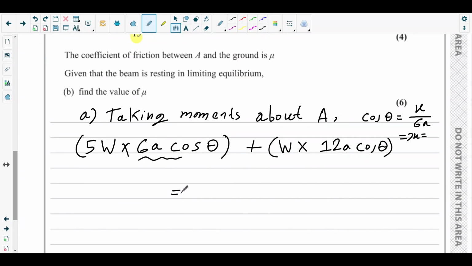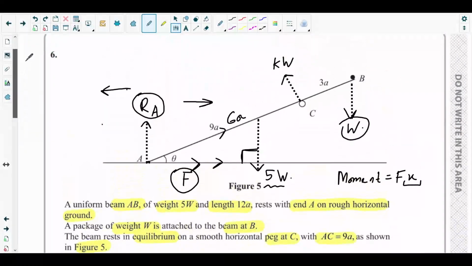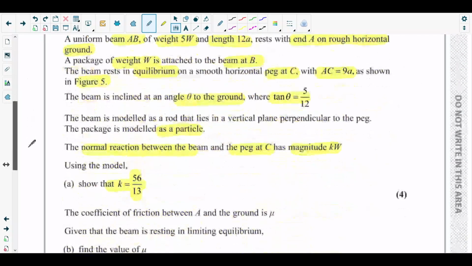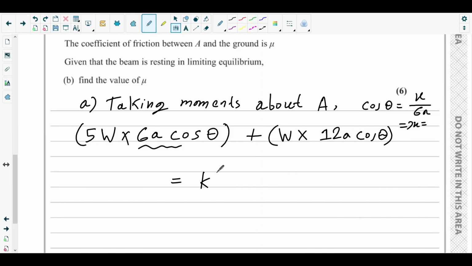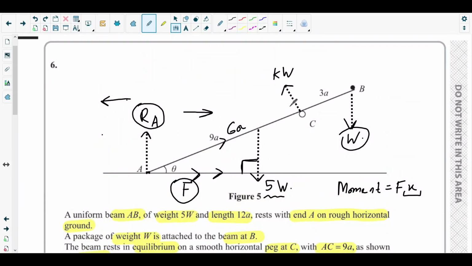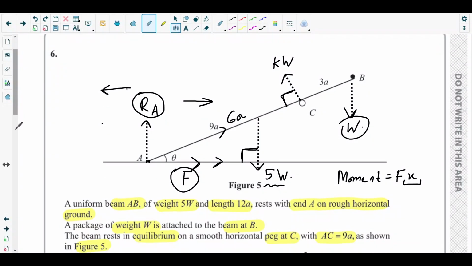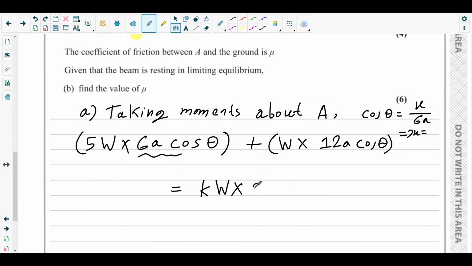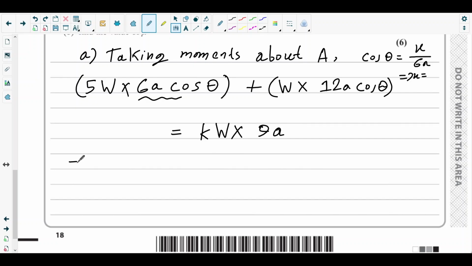And the anti-clockwise moment is only due to the normal contact force at the point C, which is Kw times, now what would be the perpendicular distance? We can see that the normal contact force at C is making 90° with the beam. So the direct distance is the perpendicular distance. So it is 9a. So Kw times 9a. Okay, now calculate the values.